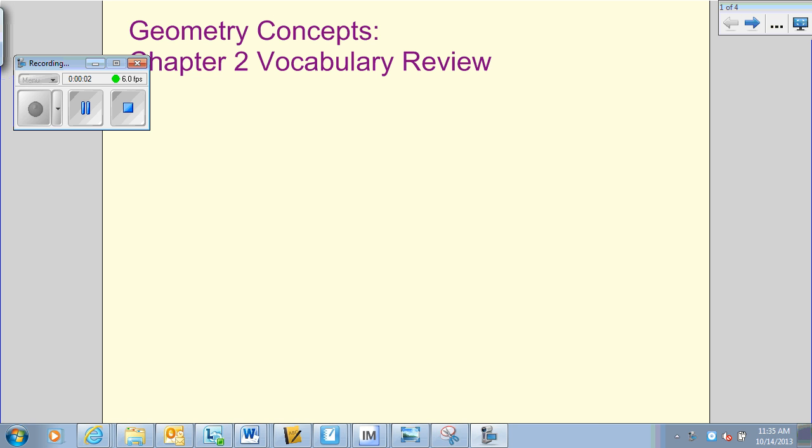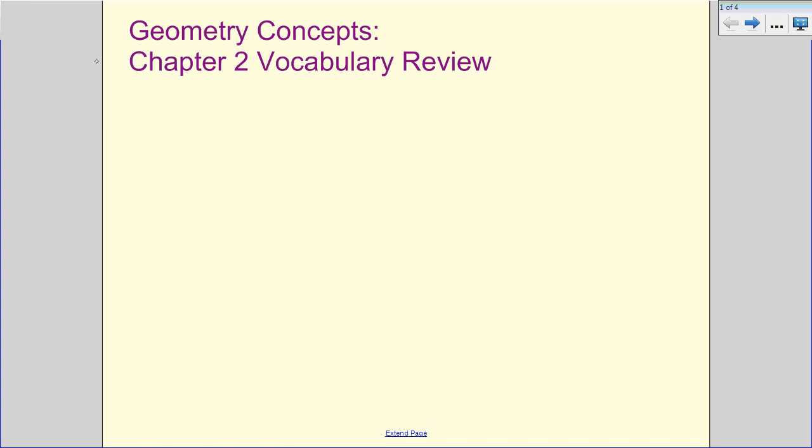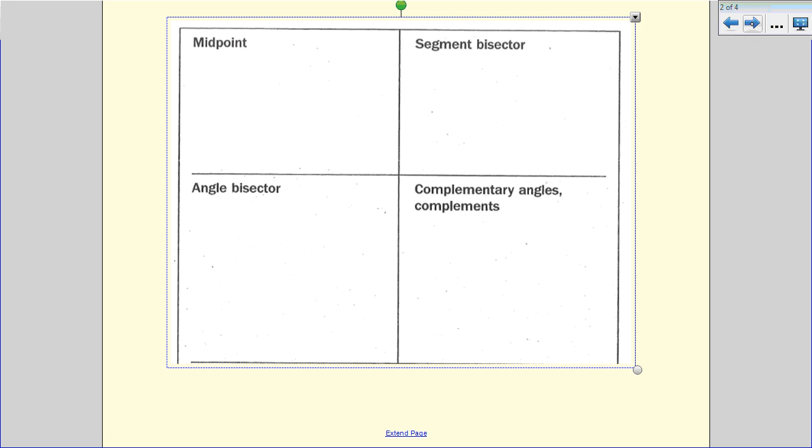All right, so ladies and gentlemen, you have done it. You have reached the end of chapter 2. Let's take a look at the review vocabulary so you can study this and come in well prepared for Wednesday's test.